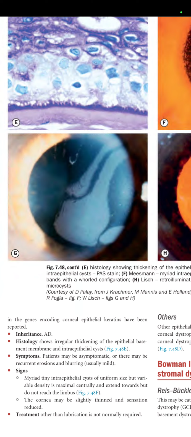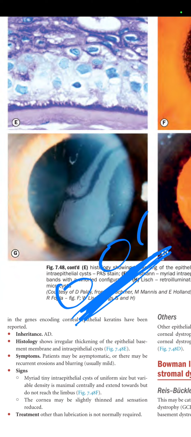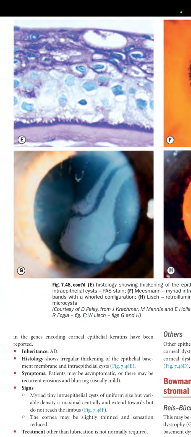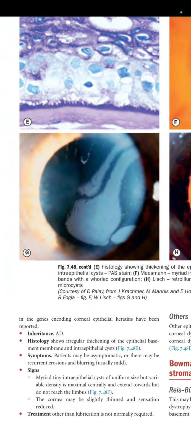Histology shows irregular thickening of the epithelial basement membrane and intraepithelial cysts. So what are in this? There will be thickening of the basement membrane and there will be intraepithelial cysts. Symptoms: the patient may be asymptomatic or there may be recurrent erosions and blurring, usually mild. So whenever you see intraepithelial cysts in a younger patient, you can always think of Meesmann corneal dystrophy.